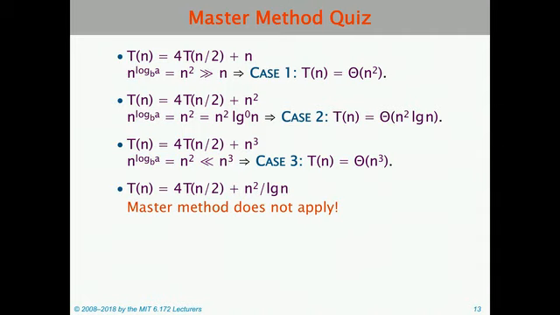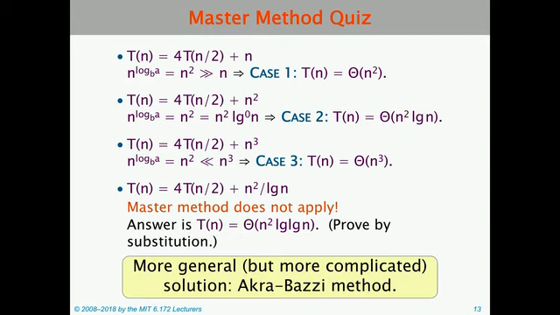This would be case 2, but k has to be greater than or equal to 0, and here k is minus 1. So case 2 doesn't apply. And case 1 doesn't apply, where we're comparing n squared to n squared over log n, because the ratio there is log n, and log n is smaller than any n to the epsilon, and you need to have an n to the epsilon separation. There's actually the actual answer is n squared log n for that one, by the way, which you can prove by the substitution method.